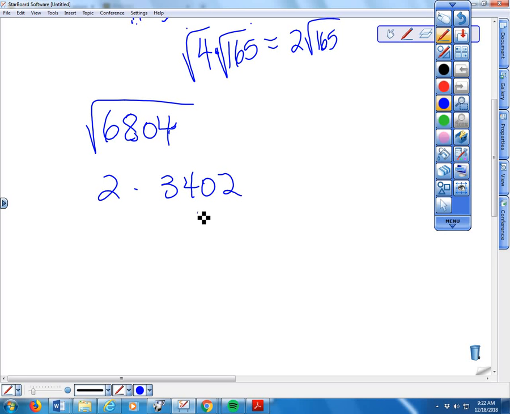So this can be factored to 2 and 1701. Well, is 1701 prime? No. 3. 567. Is 567 prime? No. You want to try 3 again? 189. Okay.